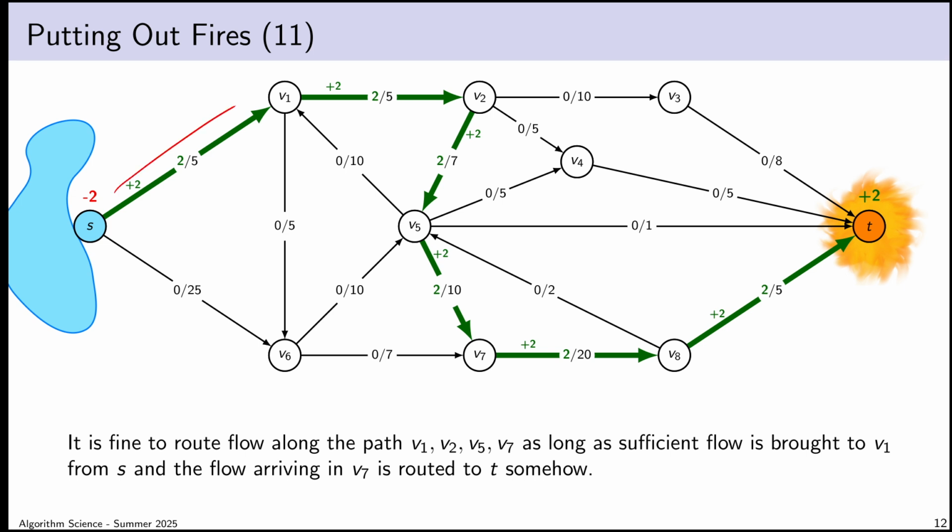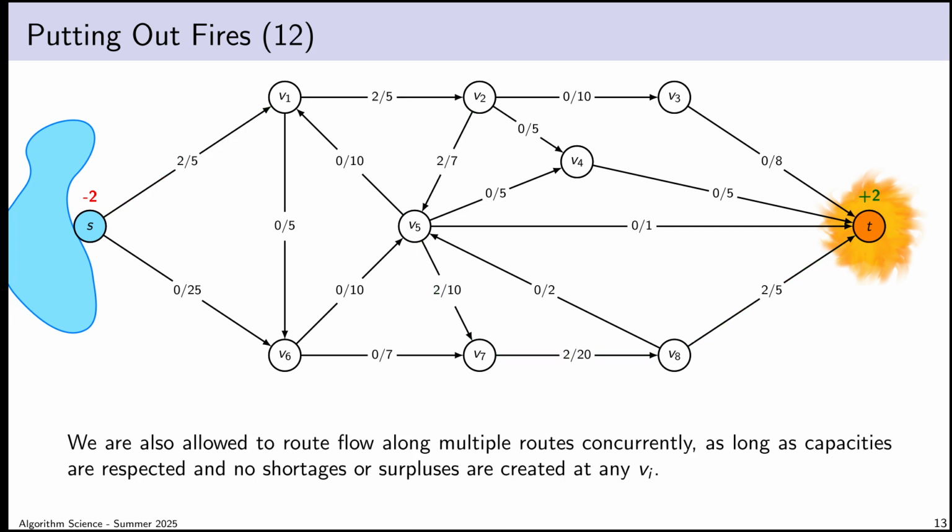I could route 2 units from S to V1, then I could follow the path I already gave, and then I could take those 2 units from V7 and route them onwards to T, resulting in T then receiving a net of 2 units of water.